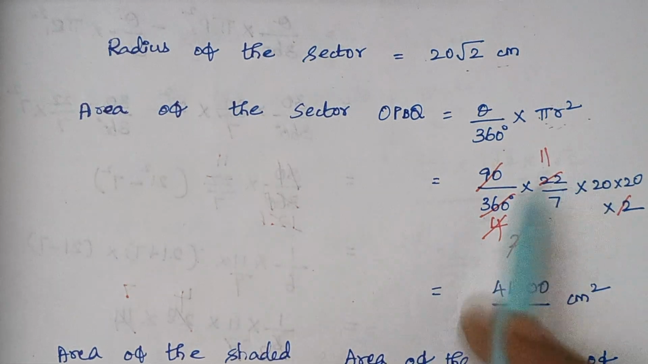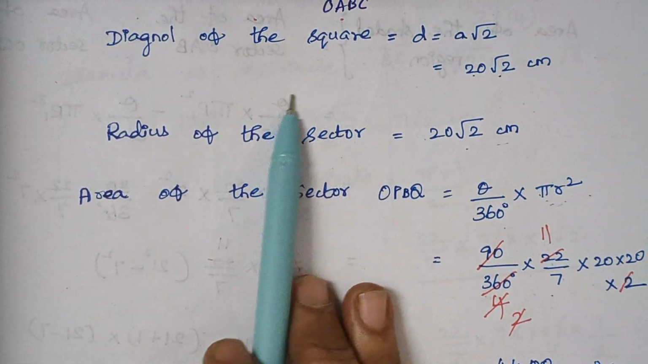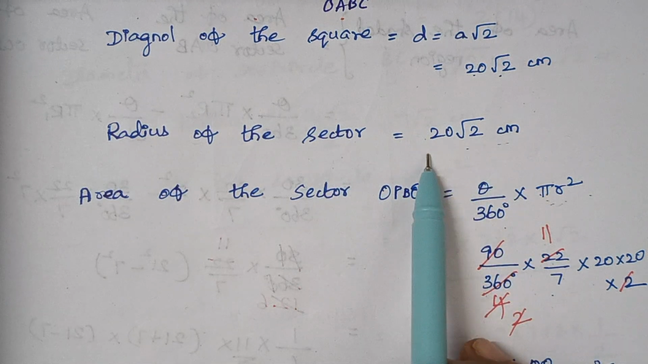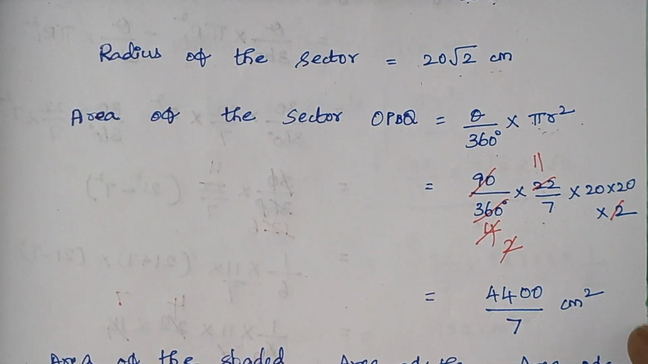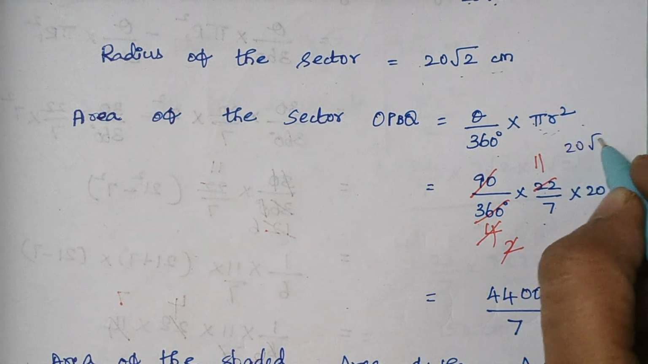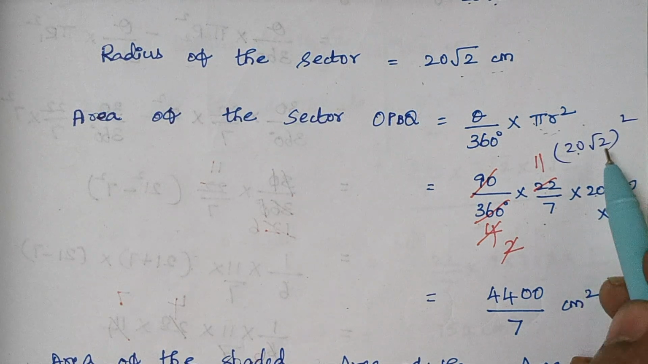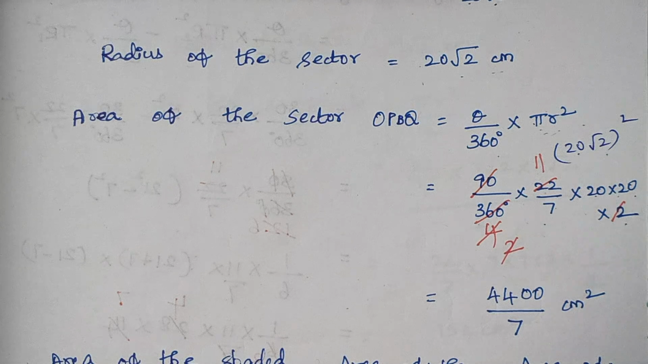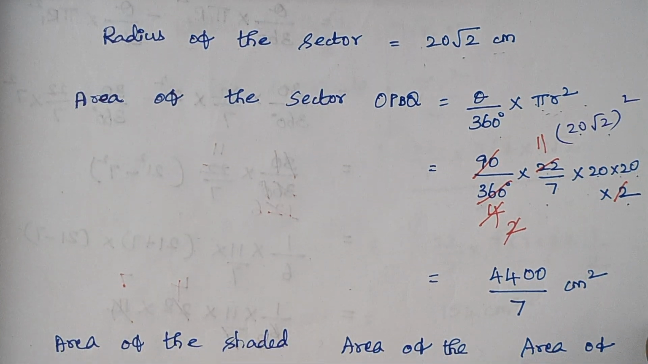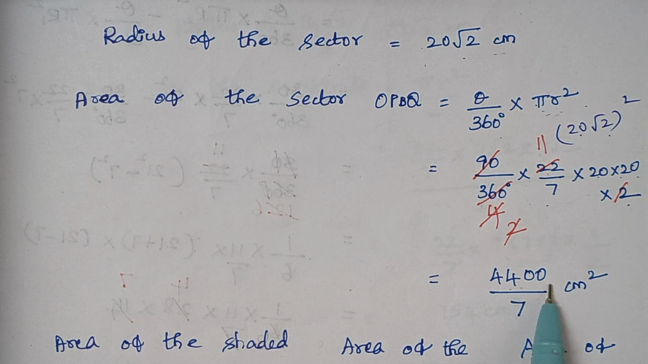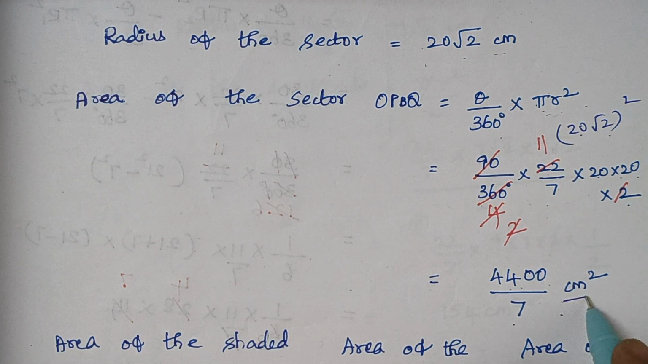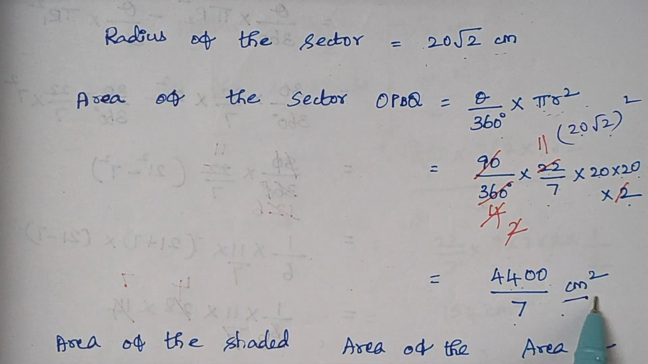What about the radius? The radius of the sector is nothing but the diagonal of the square. Therefore here you have to substitute 20 root 2. Since it is r square, it is 20 root 2 the whole square. So 20 square is written as 20 into 20 and root 2 the whole square becomes 2. When you cancel the common terms, finally we end up with the answer as 4400 by 7 centimeter square. Because the length of the side is given in centimeter, that's the reason why we are writing centimeter. So always make a note of the units. Since it is area, it is square here.